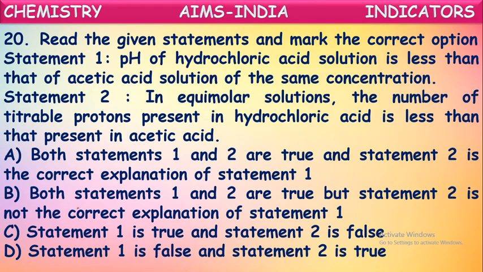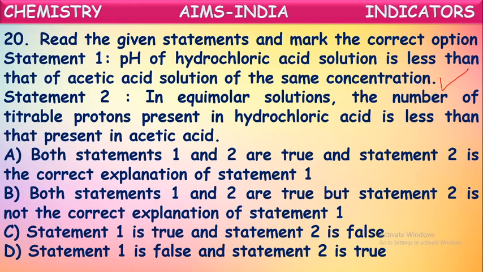We told this in the pH scale: as the pH value decreases from 7 to 0, acidic strength increases. We know hydrochloric acid is one of the strong acids, whereas acetic acid is one of the weak acids. So strong acids will have lower pH values than the weak acids. So the pH value of hydrochloric acid is less than that of acetic acid. So this statement is true.